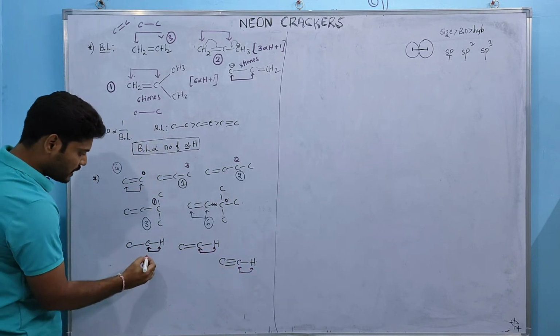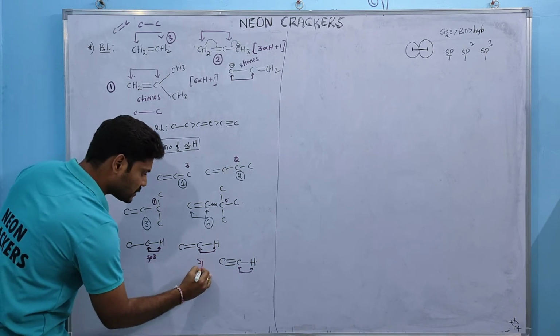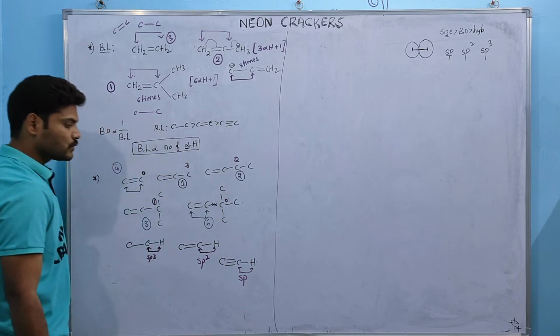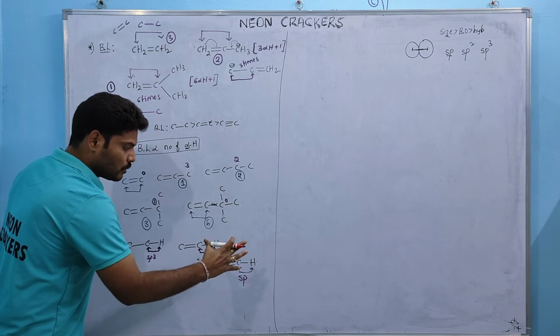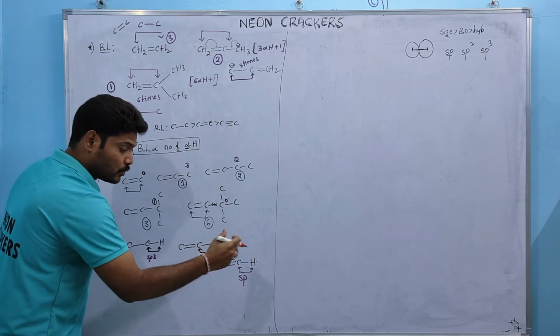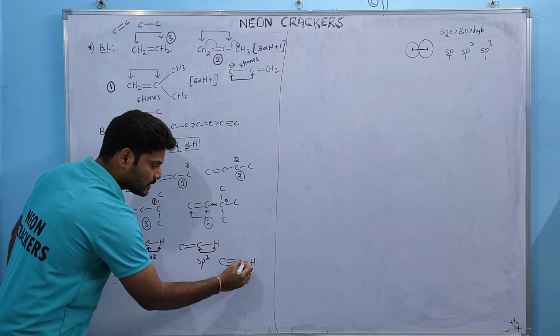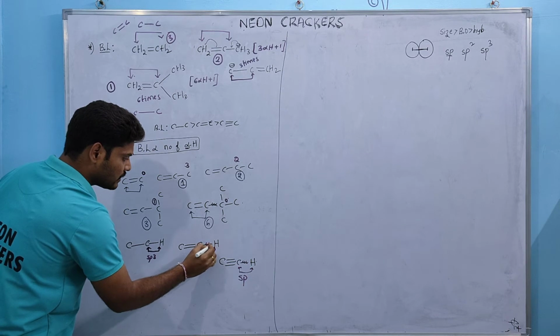Now what is the hybridization of this one? sp3 hybridization. Here sp2. Here sp. So sp is having more s character, less bond length, more internuclear distance, more Z effective. So due to Z effective, it is getting compressed like this. It is slightly compressed.